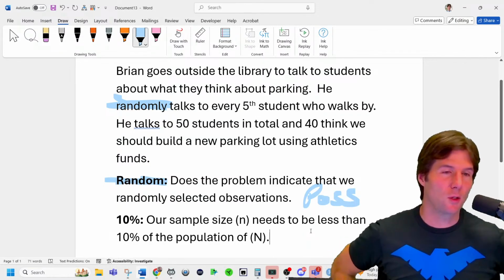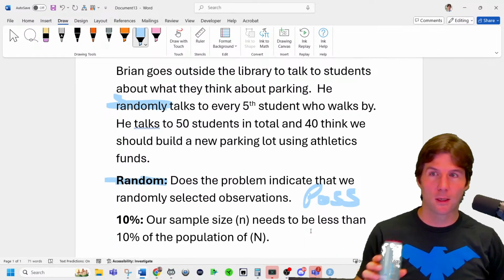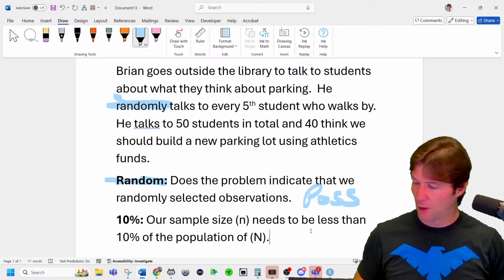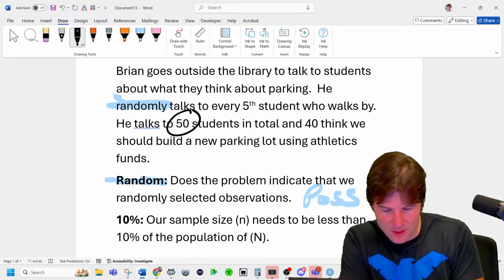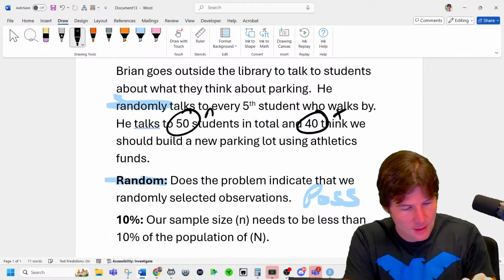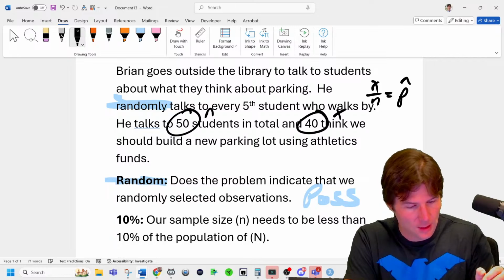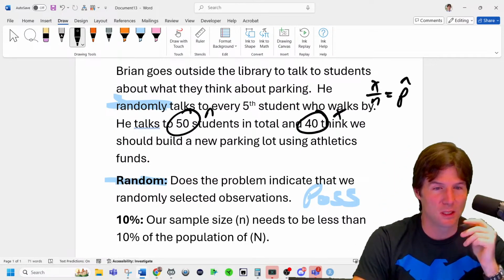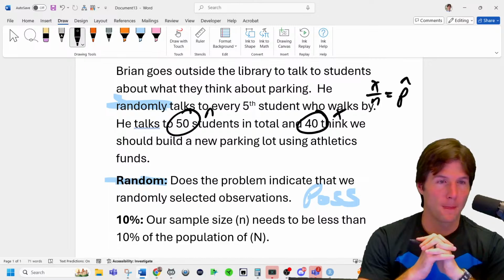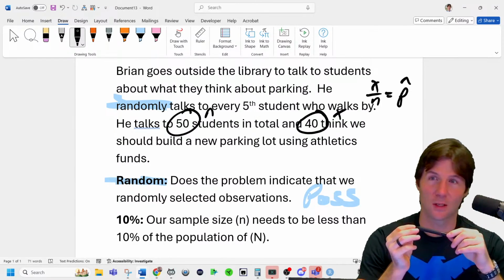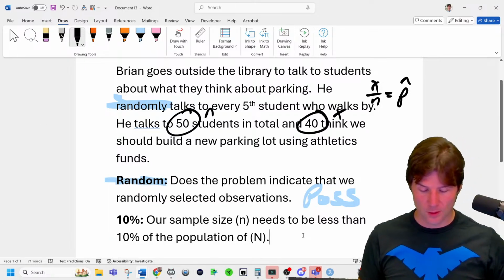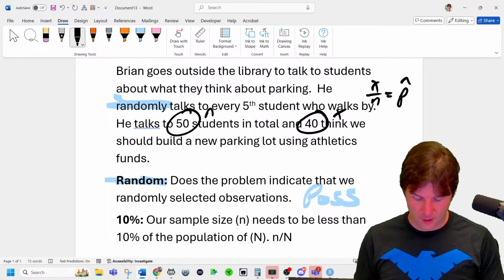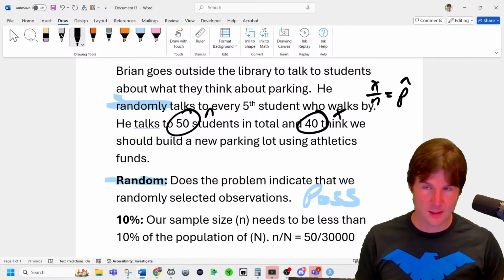This problem does not tell you capital N. You just got to think it's UT. A lot of people get this wrong because they start misidentifying in the problem. This is lowercase n, this is x over n equals p hat. 50 is less than 10% of all UT students. UT has a huge population, exactly. Great job, Braden, because UT has like 30,000 plus students, so it's way less than 10%. The answer is we would take n divided by capital N, which equals 50 divided by 30,000, estimating that. And that is way less than 10%.